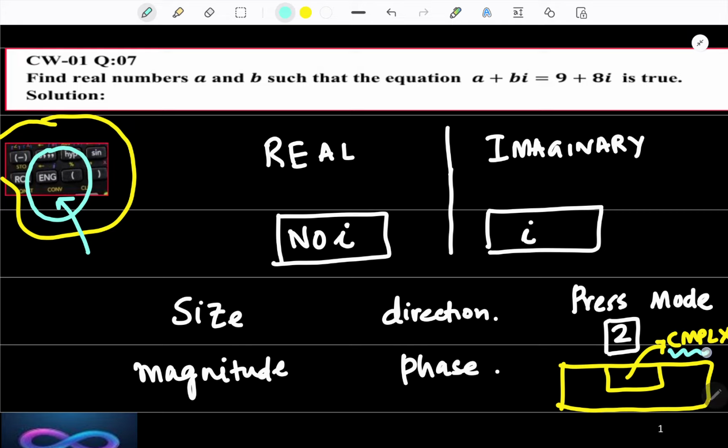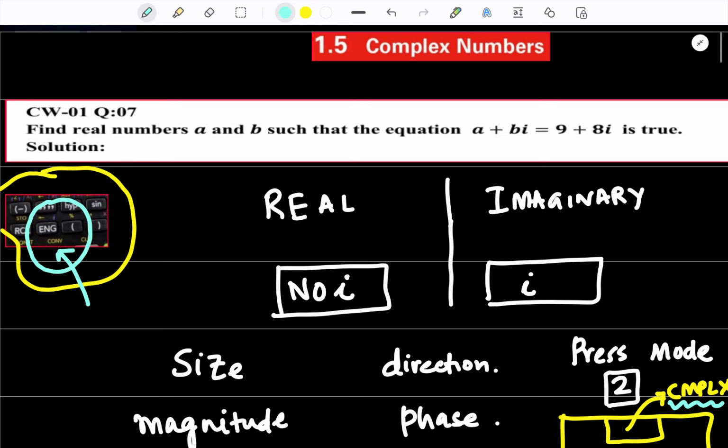Are you ready to go? Let's start. First question. Find the real numbers A and B such that the equation A plus Bi is equal to 9 plus 8i. So we are going to find out A and B.